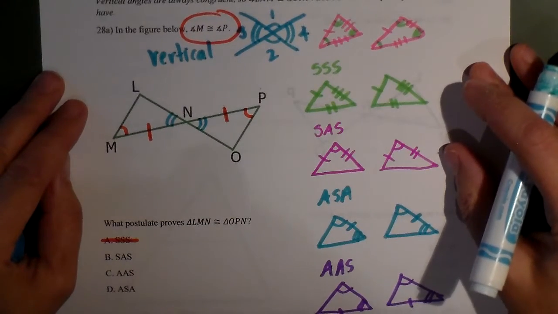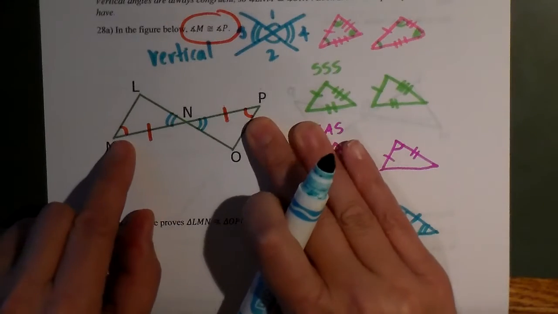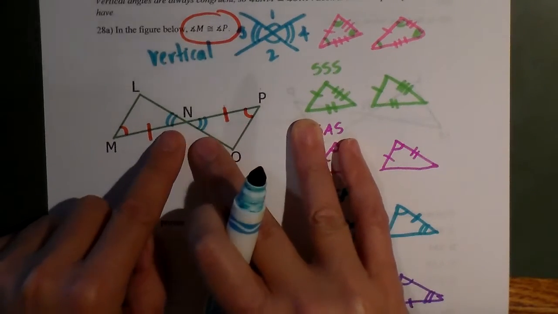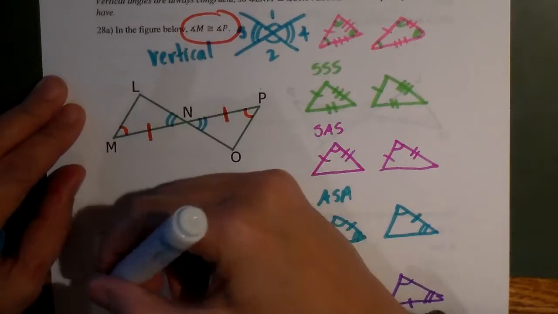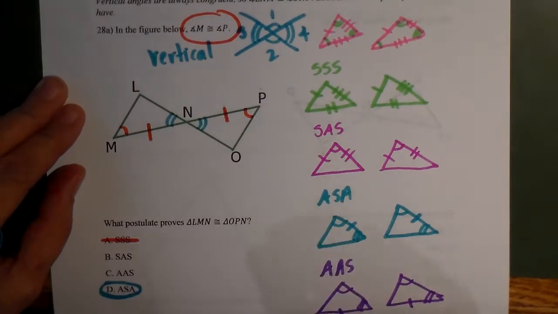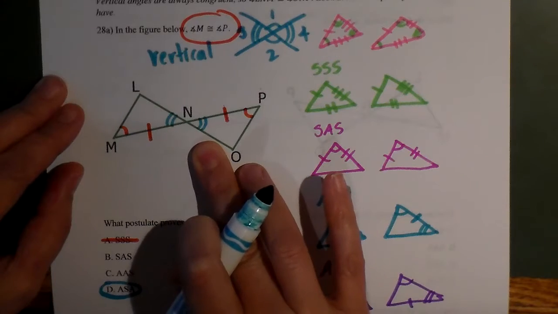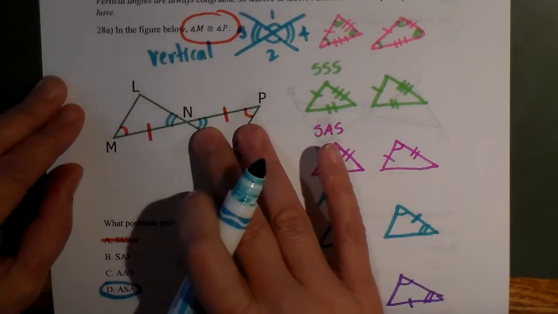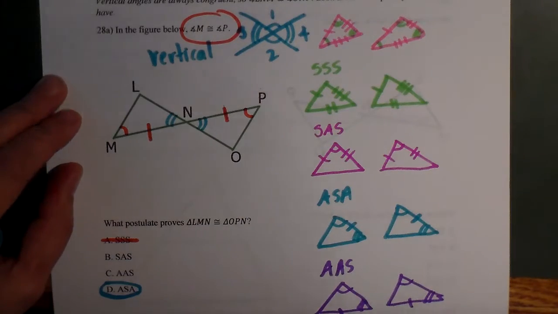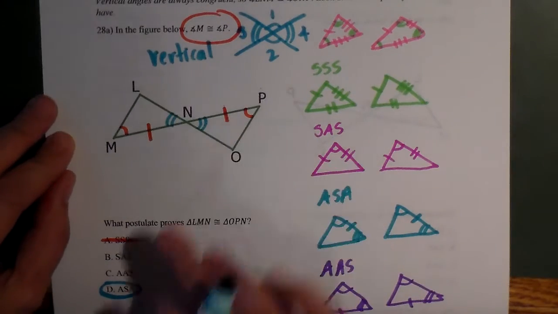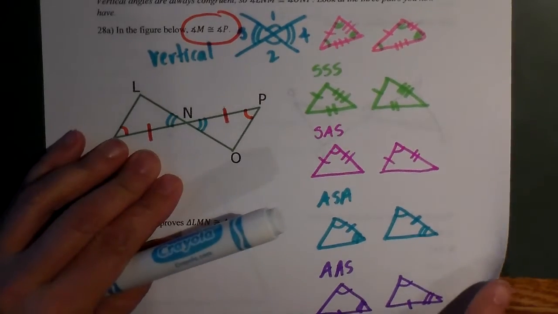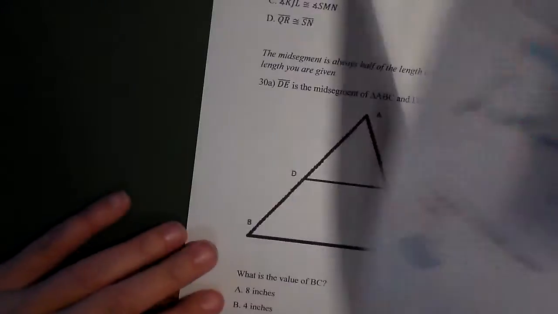So now look at your triangles. What do you have? Angle, side, angle. So that is your answer. Why is this not angle, angle, side? Well, angle, angle, side would be if the side was not between the two angles. The side is included between the two angles, so that's angle, side, angle. Okay, so let's look at one more example of this.